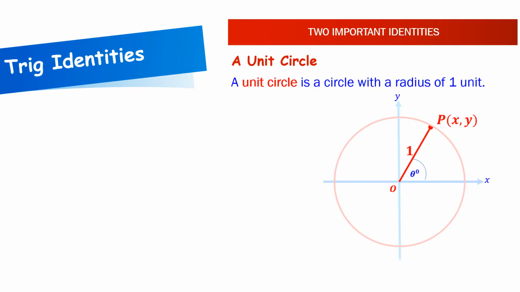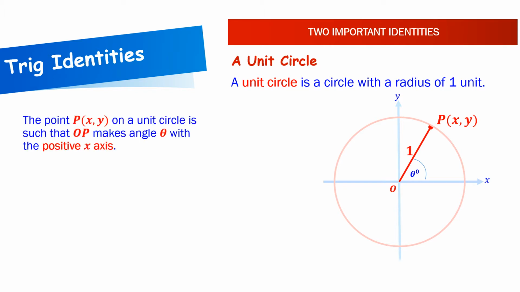Let's begin with the definition. A unit circle is a circle with a radius of 1 unit. The point P, labelled (x, y), on a unit circle is such that OP makes the angle theta with the positive x-axis, as shown. So here we have the length x, and here we have the length y. Using Pythagoras, we know that x squared plus y squared is equal to 1. And using trigonometric ratios, we know that x is equal to cos theta and y is equal to sine theta.